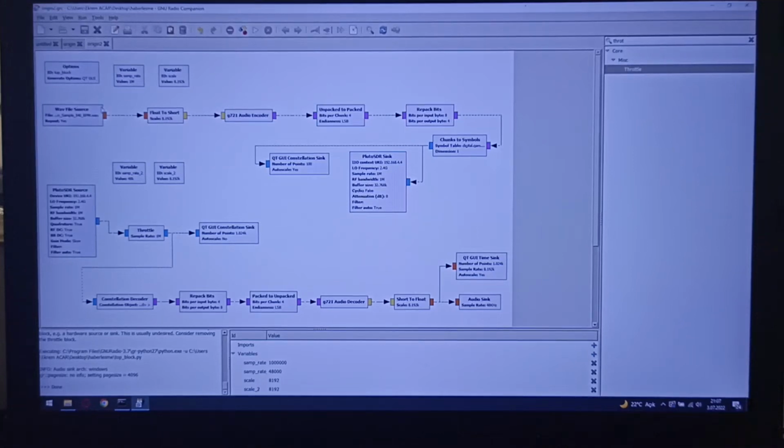Hello, Professor. This is our communication system project presentation. The objective of this project is modulation and demodulation of a specified signal.